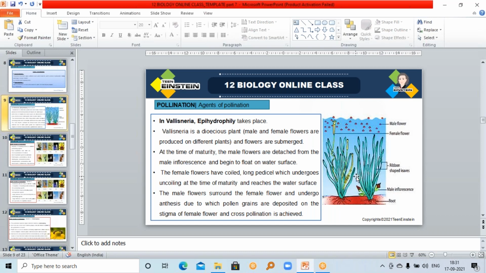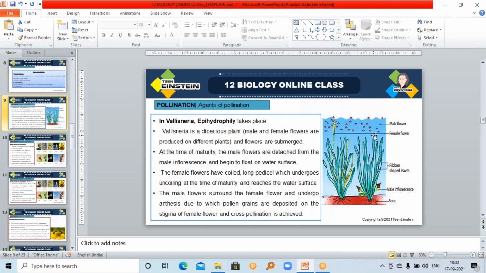So at the time of maturity, this coiled pedicel of the female flower undergoes uncoiling. That uncoiling will take place there. So uncoiling of the pedicel is taking place so that the flower can reach the surface of water. And the male flower, which is around the female flower. See, now you can see one yellow flower is present here. This is the female flower.